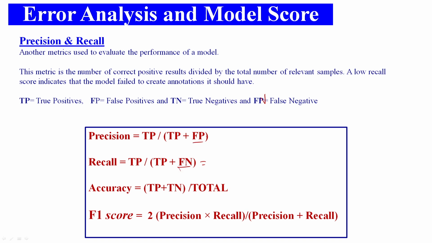So, accuracy is nothing but what? Accuracy is nothing but total true positives plus true negatives divided by the total. That is what is called accuracy, right. But more than that, you can define the F1 score. F1 score is nothing but this formula: precision into recall divided by precision plus recall, and this whole thing will be multiplied by 2. That is what is called the F1 score.